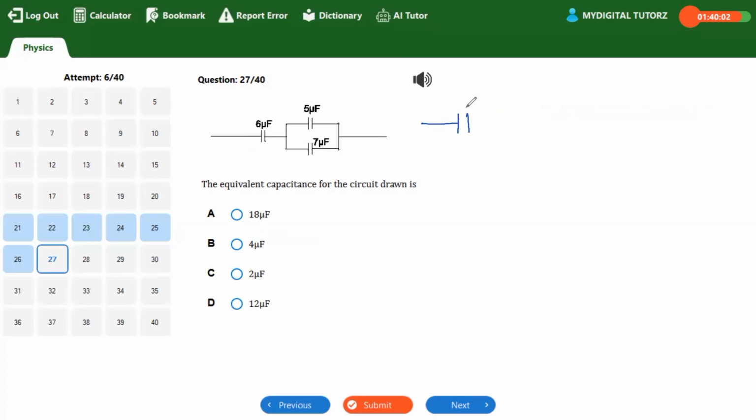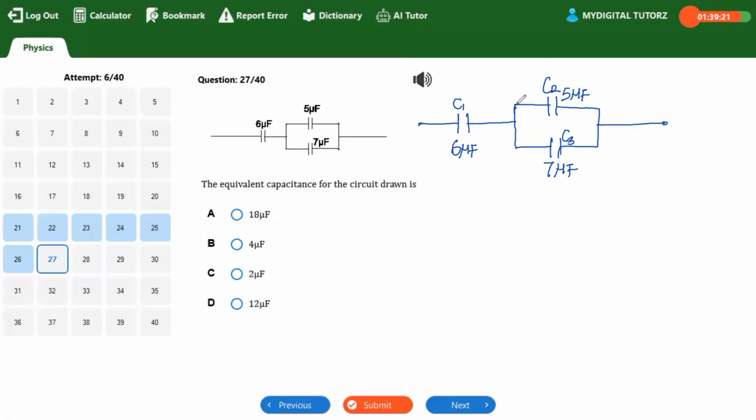So this is the first capacitance. We call it C1, and the value is 6 microfarad. Then it is connected to another arrangement of capacitors of capacitance 5 microfarad and 7 microfarad. They are in parallel. Let's call this one C2, having a value of 5 microfarad, and this one C3, having a value of 7 microfarad. This is connected to a voltage, or the case may be.